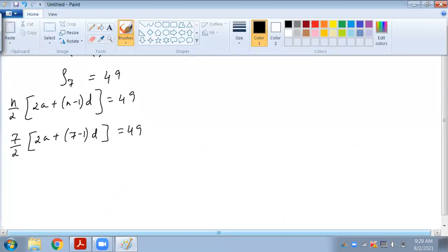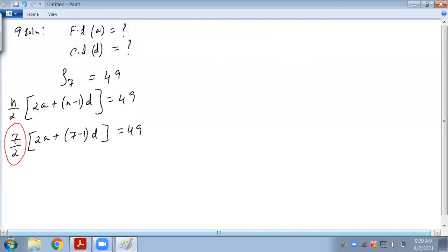Now anything that is before the bracket we can take to the other side. 7 by 2 is before the bracket, so we can take it to the other side. It is multiplied, so 2 will go up and 7 will go down. So we take 2A plus, and solve the bracket inside: 7 minus 1 is 6. Then cut it. 7 is 49.